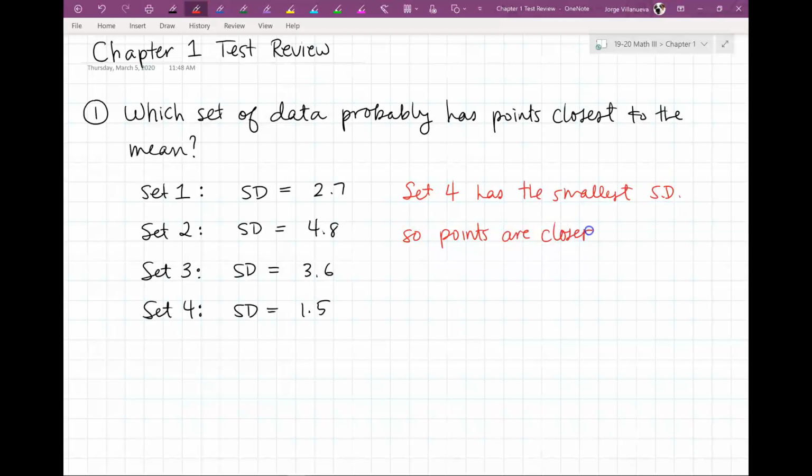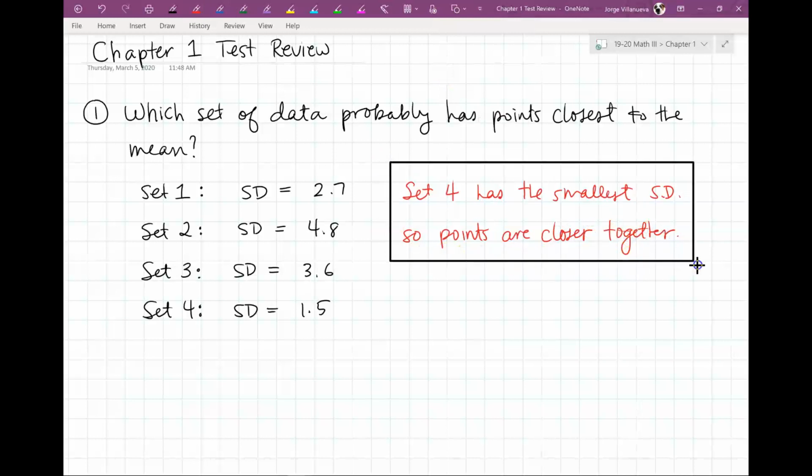Now, you're not going to have to do this on your test, okay? Because these are the questions that are going to be multiple choice, but I'm just giving you the reason, okay? I'm writing down the reason for you so it makes sense. I don't just want to put set 4 and you're going to study and be like, okay, 1.5, but why? Okay? So set 4 has the smallest standard deviation, so the points are going to be closer together.